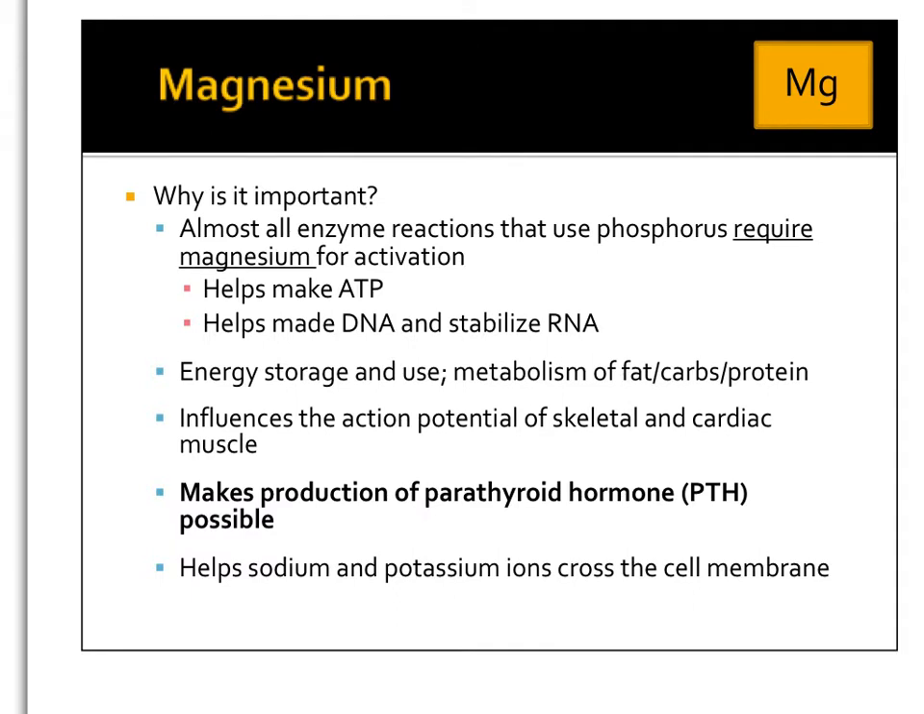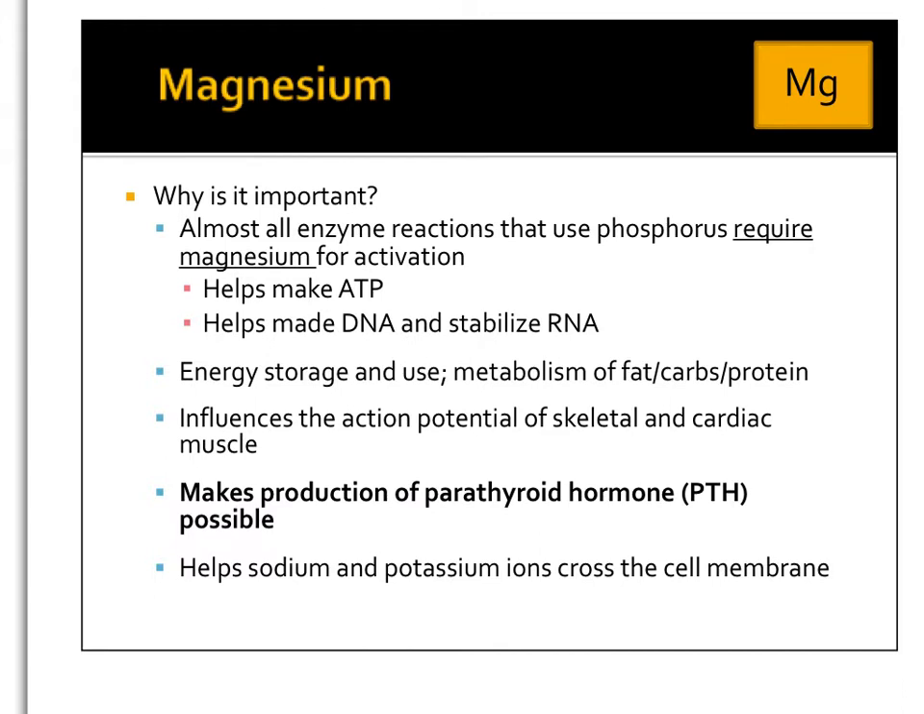Magnesium is also used to help with energy storage and metabolism of fats, carbohydrates, and proteins. It helps with the action potential of both skeletal and cardiac muscles. I highlighted a point down for you here. Magnesium helps to make the production of parathyroid hormone possible.